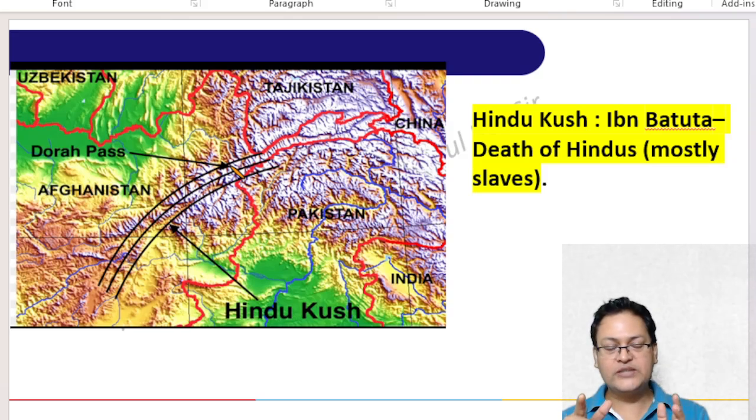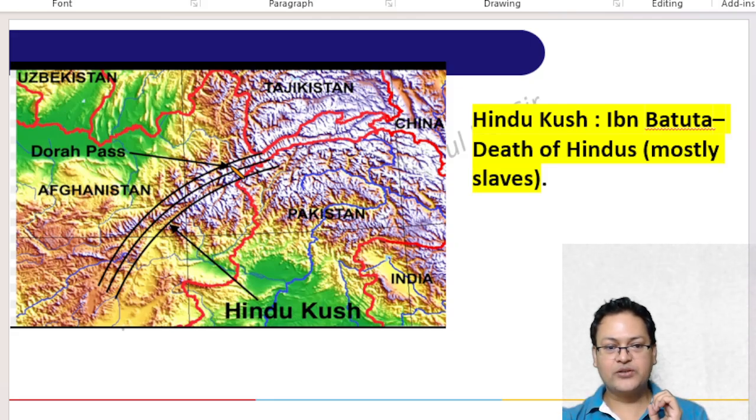Now these mountains mainly lie in modern Afghanistan, and also cover some parts of Pakistan and Tajikistan. Most of the invasions which occurred in India, especially in ancient and medieval times, occurred through the Khyber Pass, which is located towards the southeastern extension of the Hindu Kush mountains.